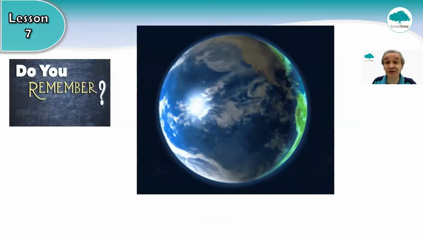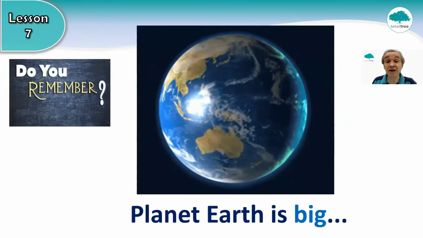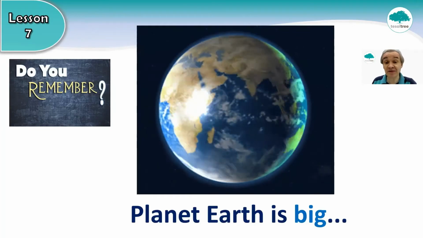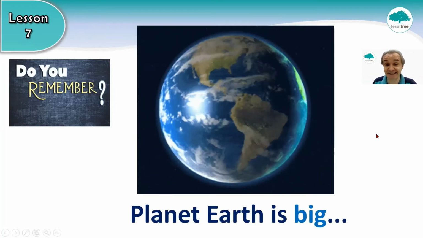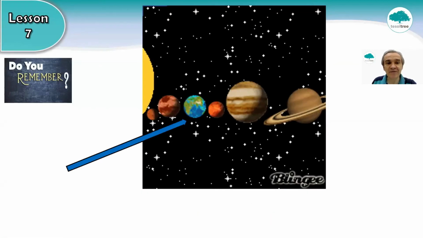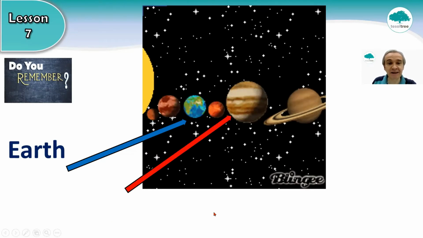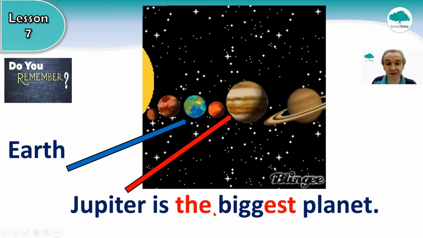Now, where we live, this is the Earth. And the Earth is a big planet. And here we have the planet Earth, but it is not the biggest planet. This one, Jupiter. Jupiter is the biggest planet.